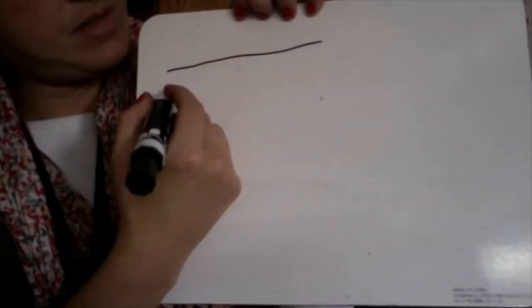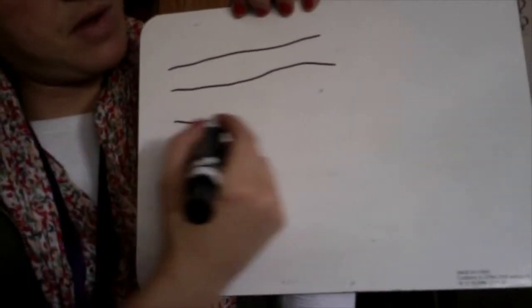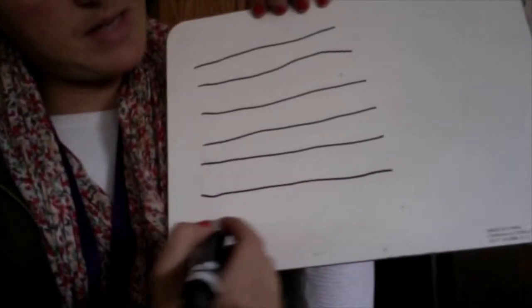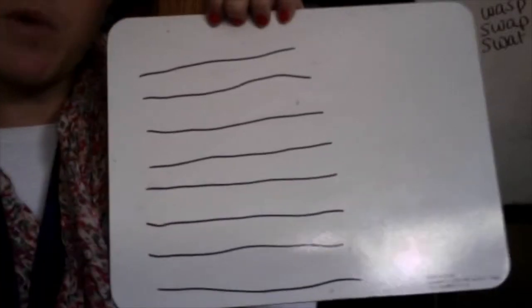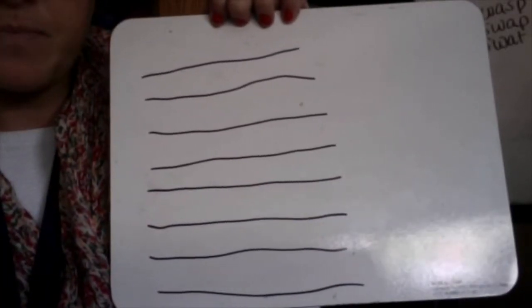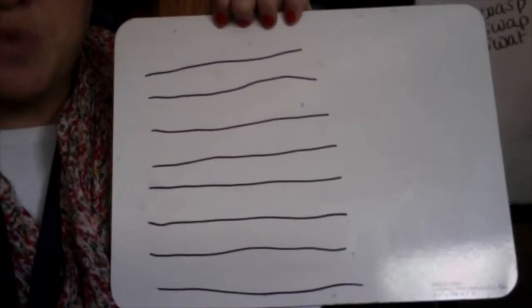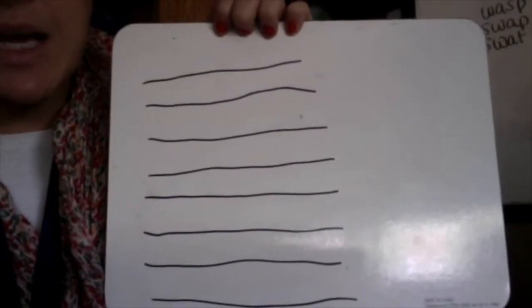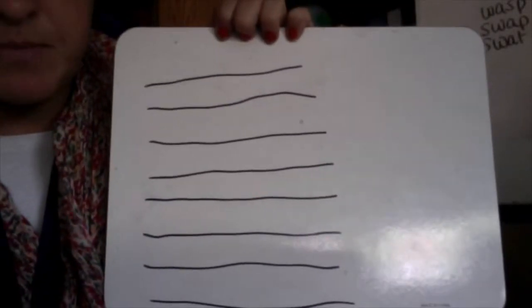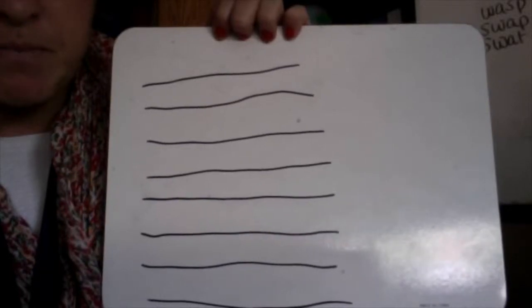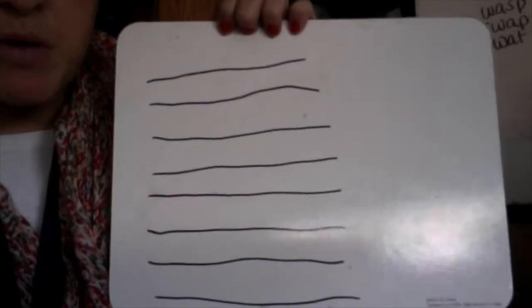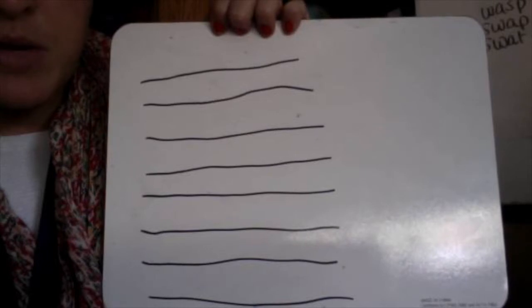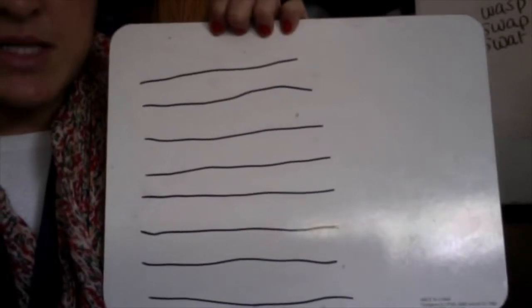1, 2, 3, 4, 5, 6, 7, 8. There are 8 rows in Clara's jewelry box. Now, each row is going to have the same amount of spaces for her to put her earrings in. Do we remember how many earrings Clara's jewelry box can hold?